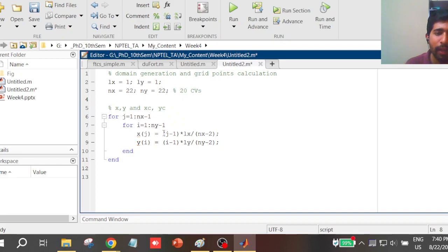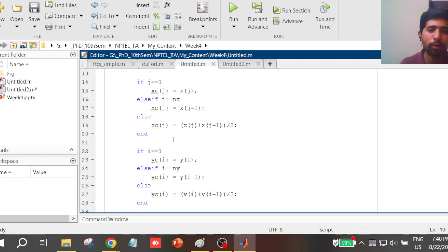So with this what I will get is x varying from 0 to 1. Okay, when index is 1, because MATLAB index starts from 1, x will be 0, and when the index will be, say, nx minus 1, this x will become 1. Similarly y, I have defined y. Okay, now next step is to define xc and yc.